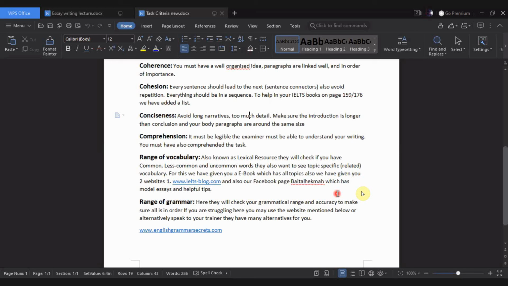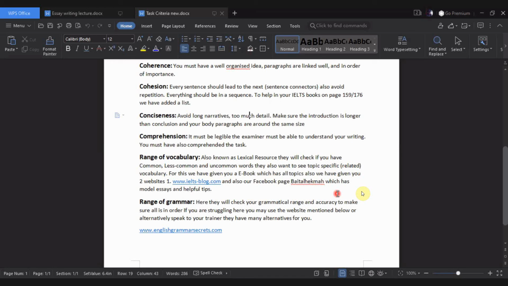Okay. So let's continue with the last criteria this time. Of course, they're still going to bother with your grammar. They're going to check your grammatical range and accuracy, how accurate you are in using the correct punctuations, parts of the speech. Basically, they're going to check and see if everything is in order.